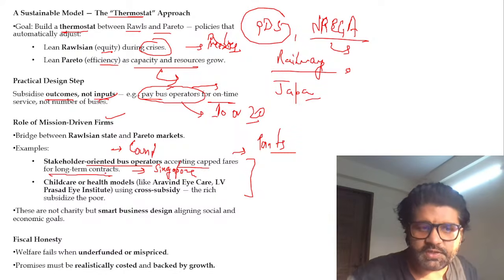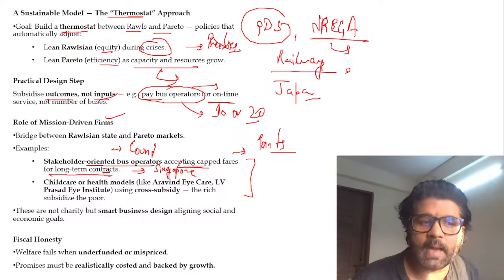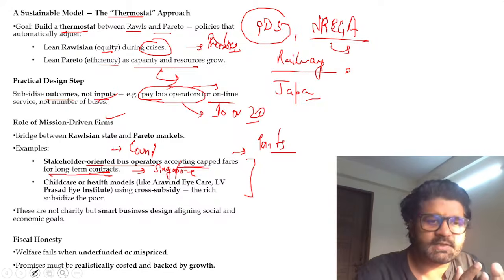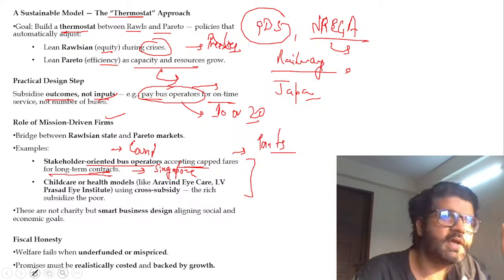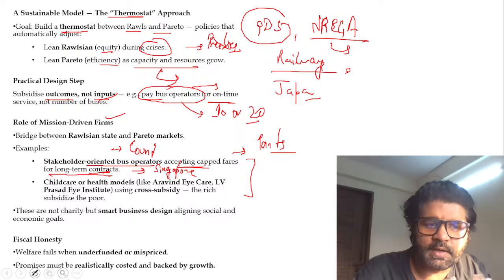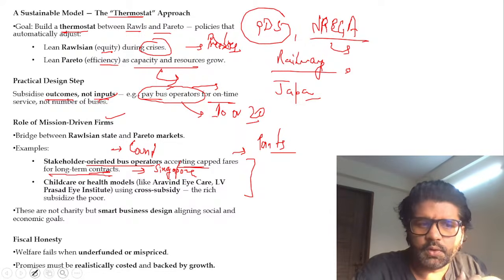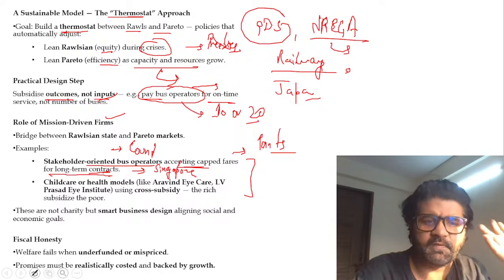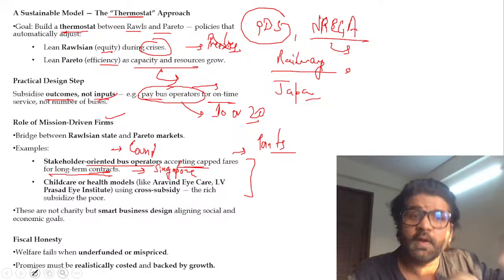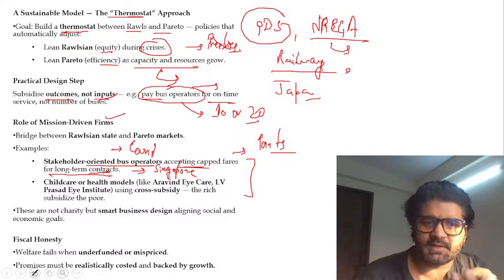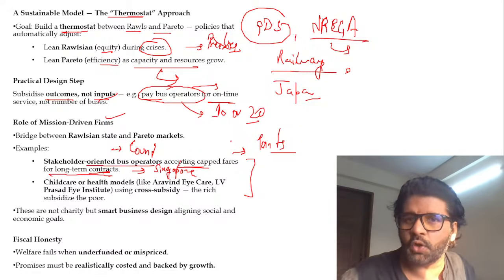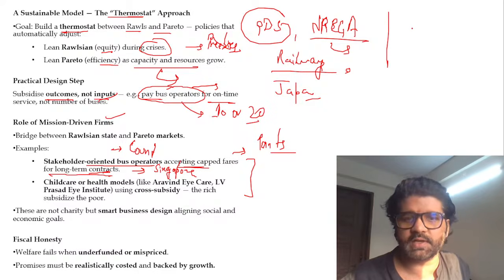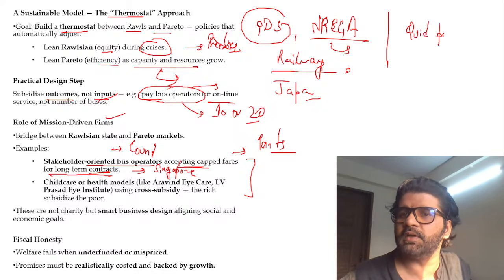So, what is the stakeholder-oriented bus operator accepting a capped fare for a long-term contract? Let's say there are certain bus operators running buses in Delhi or Gurgaon or Chandigarh. The Chandigarh bus system is not very good. They will charge a limited amount from people, a capped fare. There will be a limit on how much they can charge, which will be lower than market prices. On the other hand, there is something called a quid pro quo. If they are charging a capped fare, they also want something in return from the government.